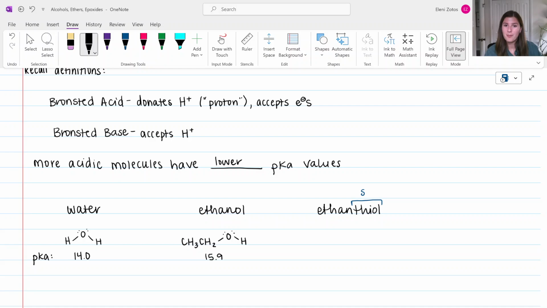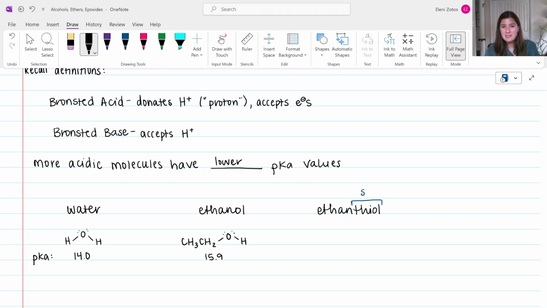If we think about our previous unit, alkyl chains, hydrocarbon chains, are electron donating groups. So the electron donating effect of the ethyl group is that it decreases the acidity of the proton that's bonded to oxygen. So because we have an electron donating group, that decreases the acidity of that proton.